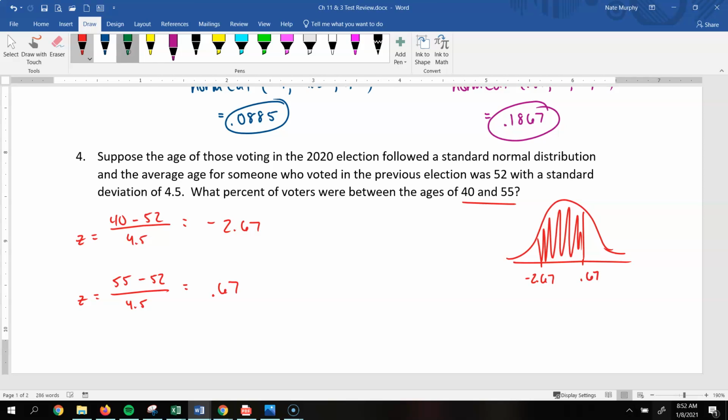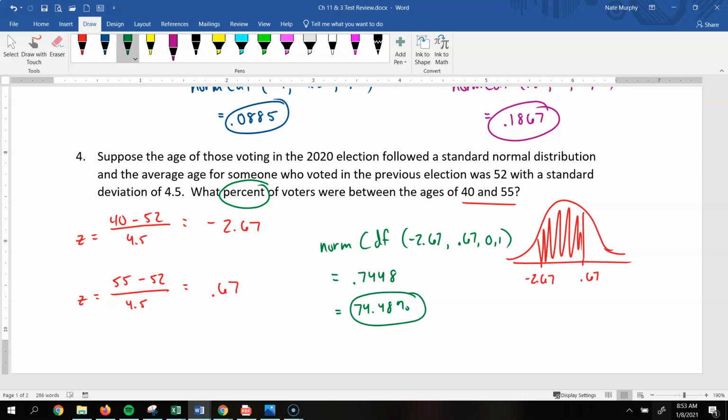So now when you do your norm CDF, our lower boundary is negative 2.67. Our upper boundary is 0.67. We'd have 0 and 1. And when you do that, you get your answer of 0.7448. Now the key here, it says what percent. So we're going to do that as a percent, which would be 74.48%. All right, so that is the review from those 3 sections we did in Chapter 11.